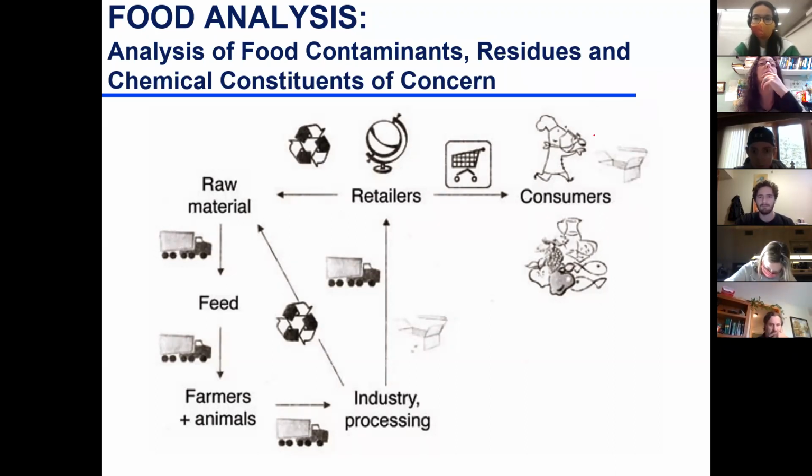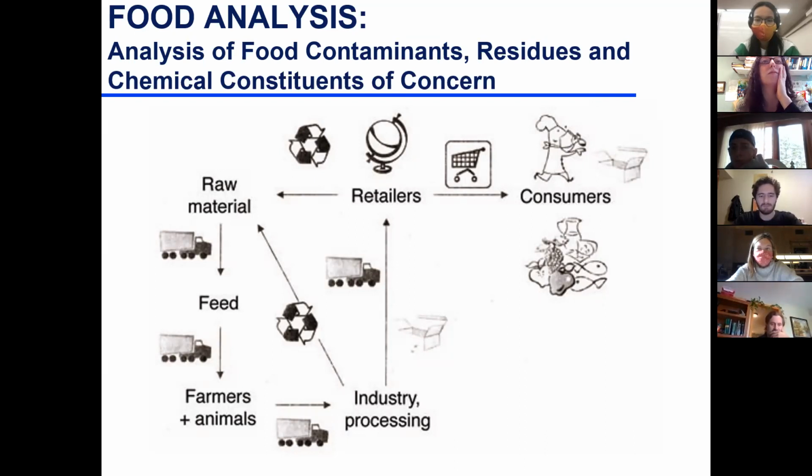Let's see what we get. Temperature, antibiotics, very good one. Pathogens, yes. Microorganisms, which is not going to be covered in this part, but yes, definitely microorganisms. But what might come out of microorganisms that could be potentially an issue? Toxins, mycotoxins, very good.